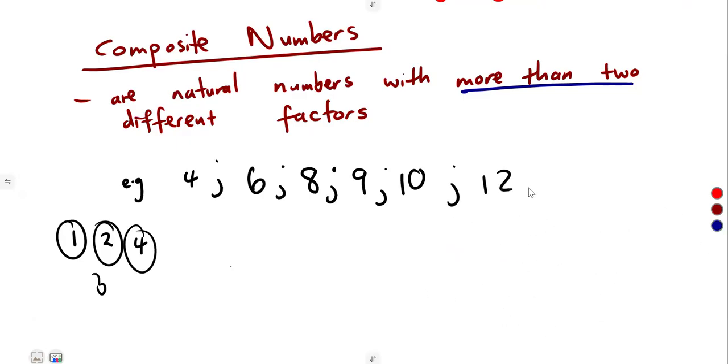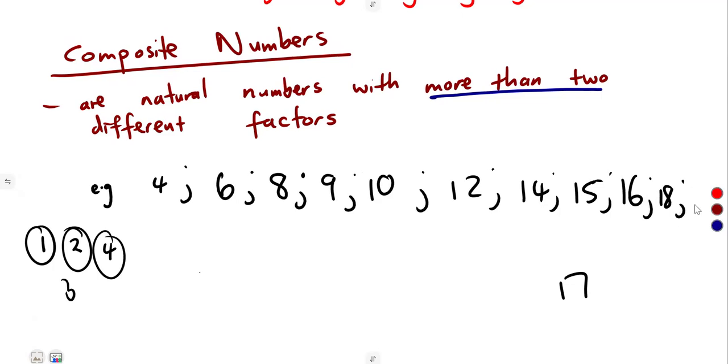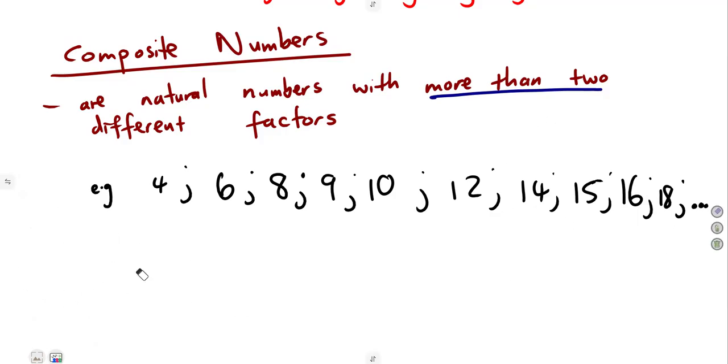So we move on to 12. 13 is a prime number. So we move on to 14. 15, 16, 17 is a prime number. So we move on to 18 and so on. These are composite numbers. All right. They have more than two different factors. So they are opposed by what? By prime numbers now. Like I said, they are opposed by prime numbers.